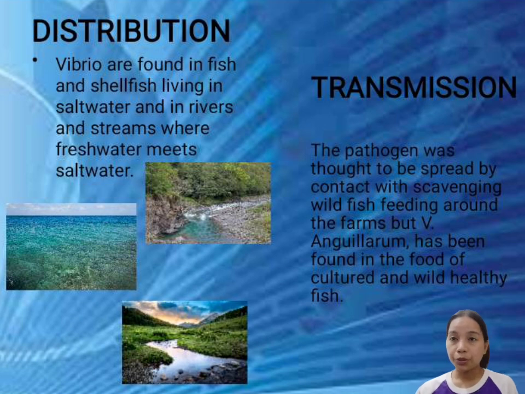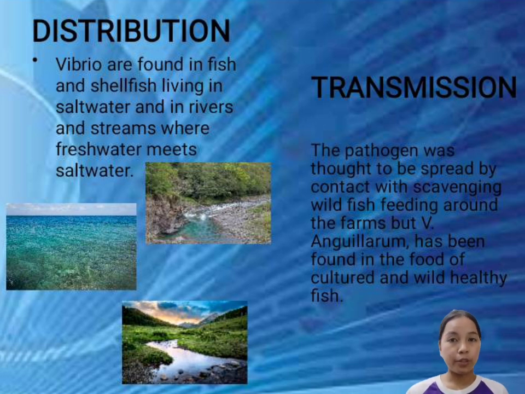So the distribution of vibriosis, also known as Vibrio anguillarum, is found in fish and shellfish living in salt water, and in rivers and streams where fresh water meets salt water. So the transmission of vibriosis: the pathogen was thought to be spread by contact with scavenging wild fish feeding around the farm, but Vibrio anguillarum has been found in the gut of cultured and wild healthy fish.